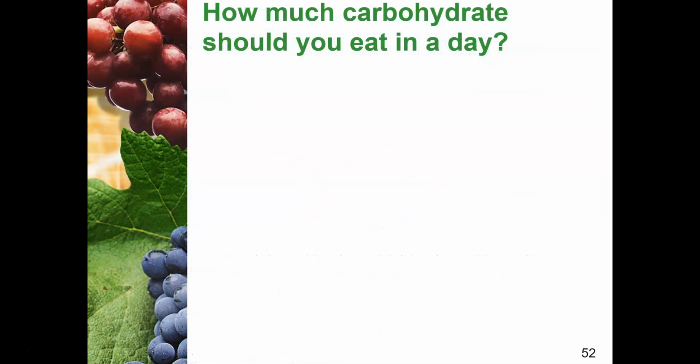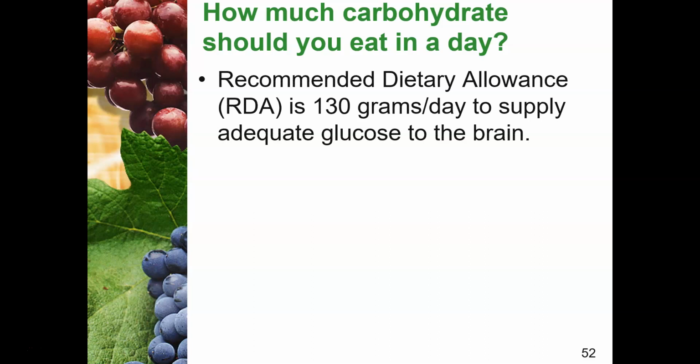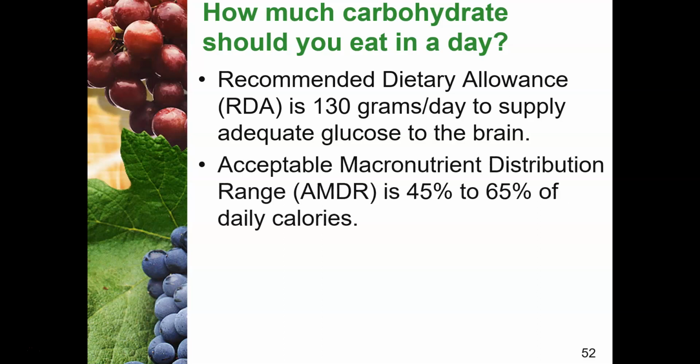So if we go back to our dietary guidelines, the recommended dietary allowance is 130 grams per day of carbohydrate. That should give you enough glucose to supply your brain. The acceptable macronutrient distribution range, or the AMDR, is 45 to 65% of calories. So there's a pretty big range there. It depends on how much protein and fat are also in your diet.